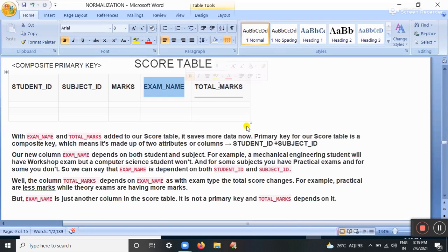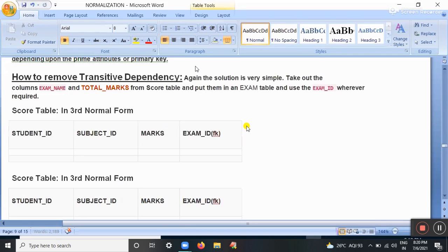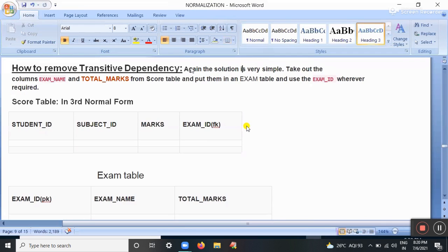Now the question is how to remove the transitive dependency problem. So very simple. The solution is the same: take out the columns examination name and total marks from the score table and put them in the exam table. Whatever the transitive dependency columns are in your table, take those columns from the score table and put them into another table.